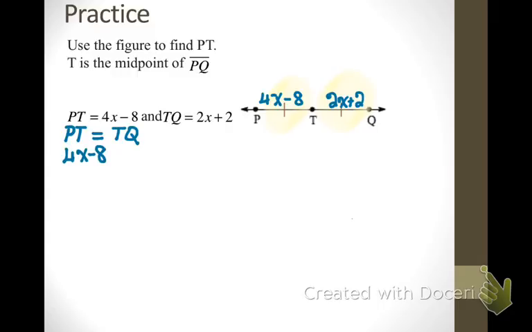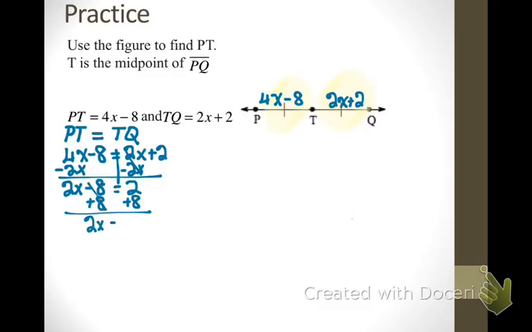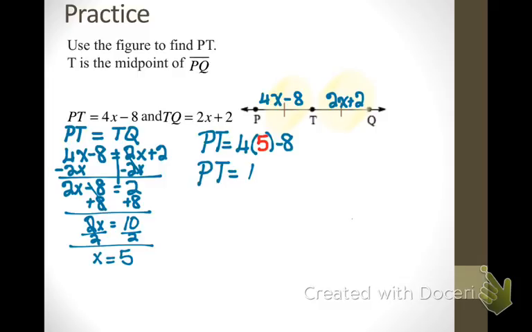And I know those two have to equal each other, so I'm just going to plug those into my equations. Again, I have variables on both sides, which I can't have. So I'm going to move my smaller variable, and then I have a two-step equation I know how to solve. And when I do, I get that x equals 5. As soon as I find that x equals 5, I can plug that back into the expression for PT, the length of line segment PT. And I get that the length of line segment PT is 12.